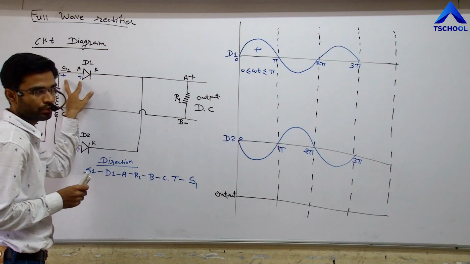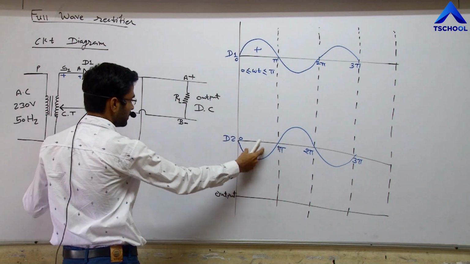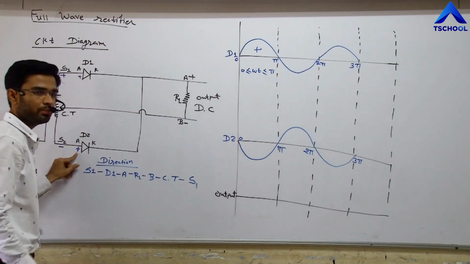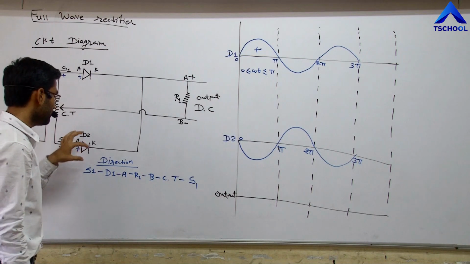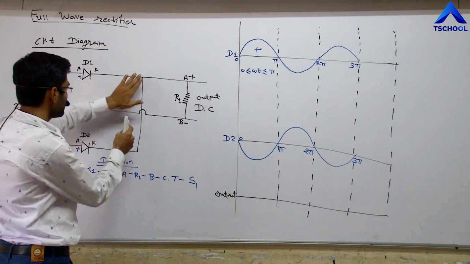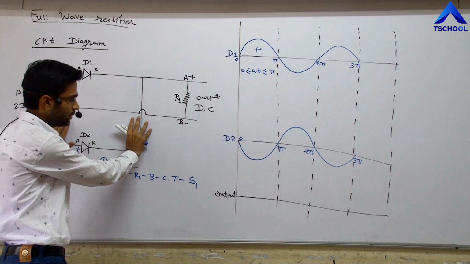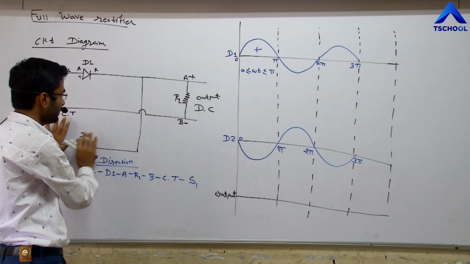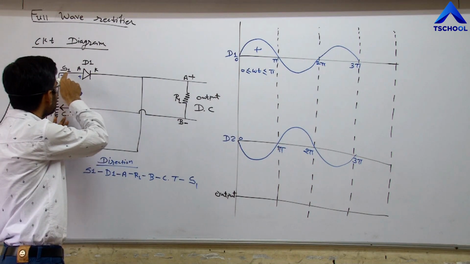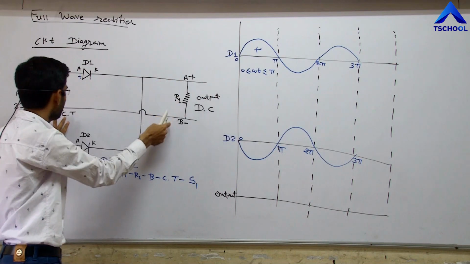Diode D1 is in forward bias and diode D2 is in reverse bias. Why reverse bias? Because the input of diode D2 is negative on the P section, so the diode is in reverse bias and there is blockage of the current. If we remove this portion of the circuit, we can say that during the first positive half cycle current flows only through S1, D1, A, RL, B to CT.